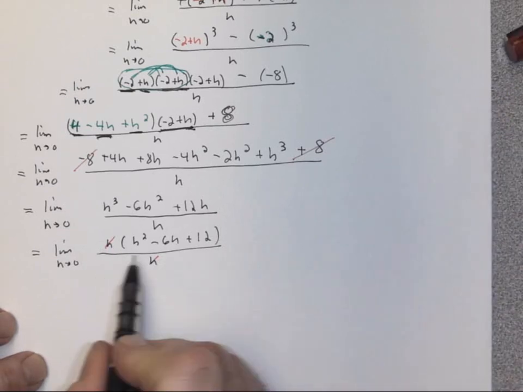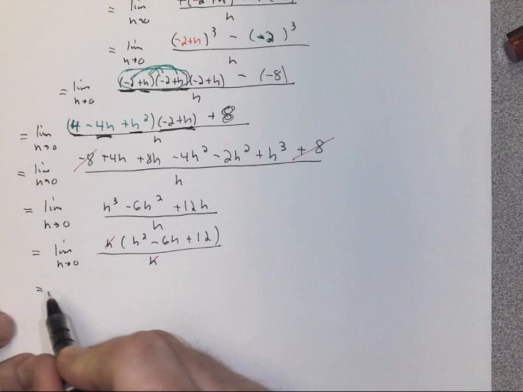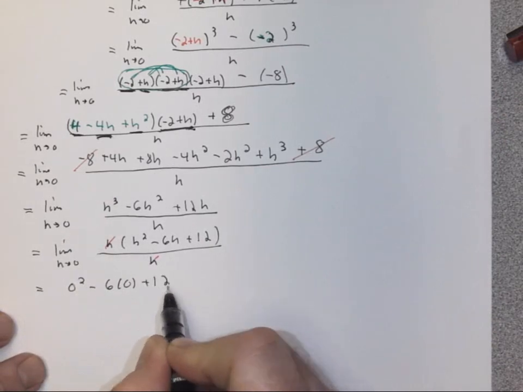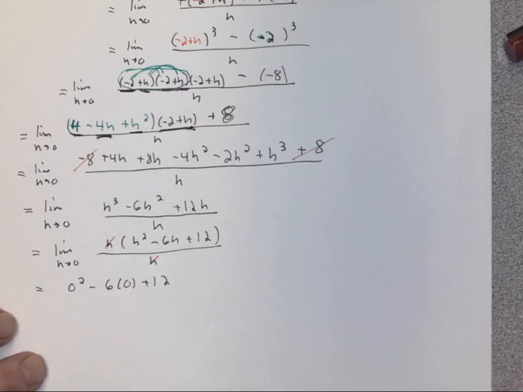So what does that mean I can finally do with 0? Plug it in. So this is going to be 0 squared minus 6 times 0 plus 12. Hey, I applied the limit. Do I have to keep writing limit? No, I plugged it in, right? You've just done the limit.